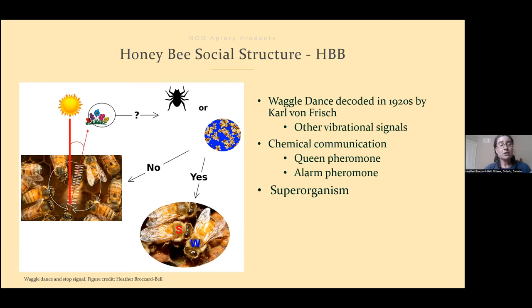Another reason that she might use the stop signal is because that resource has now become crowded. So honeybee colonies, especially large honeybee colonies, want to optimize how they're foraging for food.